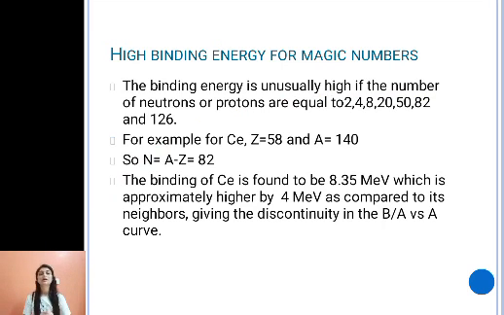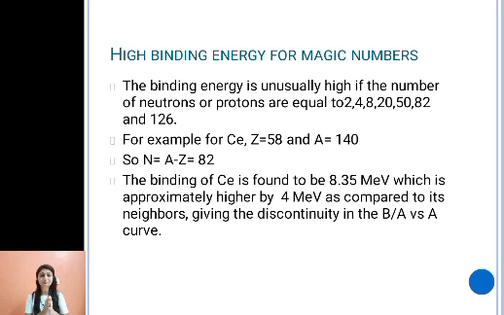What does this mean? The binding energy is unusually high if the number of neutrons or protons is equal to 2, 4, 8, 20, 50, 82, and 126. So what is binding energy? Binding energy is the energy which is required to hold the nucleons together inside the nucleus. In other words, we can also define binding energy as the minimum amount of energy required to break the nucleus into its constituent nucleons.